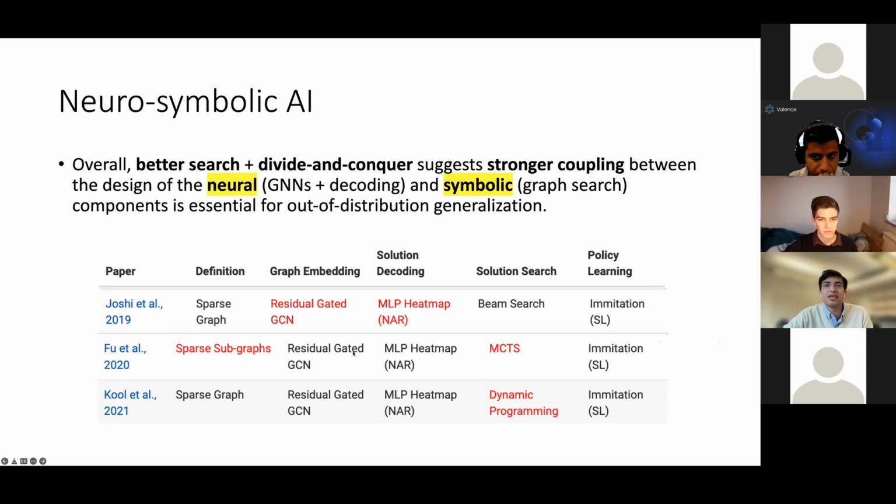And again, I've tried to use the table to show what are the new ideas that these works were bringing in, mostly in terms of adding new search techniques into the mix. And in particular for this work, also thinking about graphs as a set of subgraphs. Yeah. Is there a question?